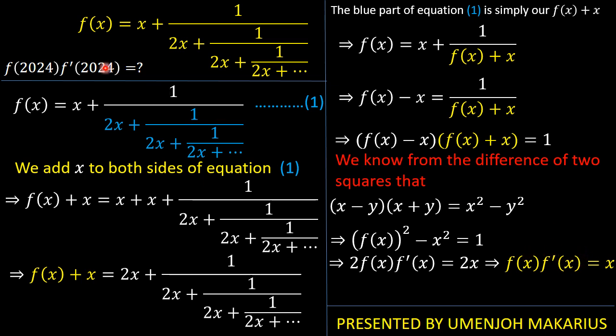Now all we need to do now is to substitute x when x is 2024, friends. We are going to have our f of 2024 times f prime of 2024, guys, which is x. What's our x? 2024. Great. So friends, the answer to this problem is simply 2024. Great. So friends, you see that this infinite function that kept on going forever and ever and ever actually has a value of 2024.